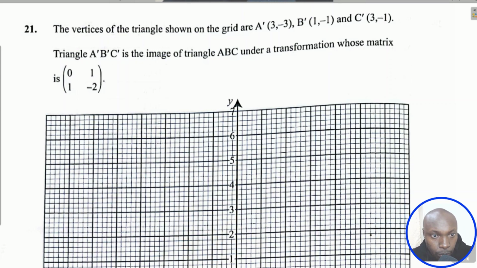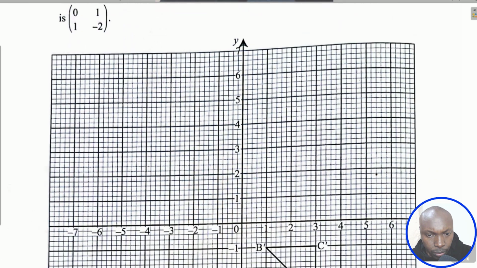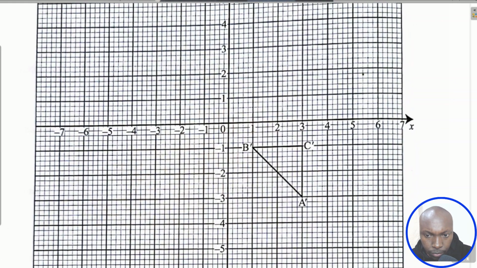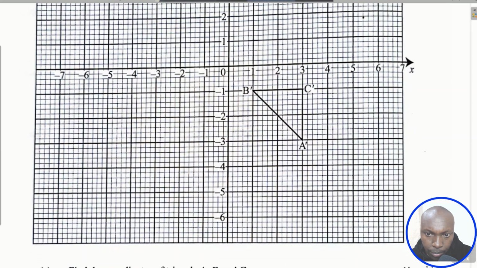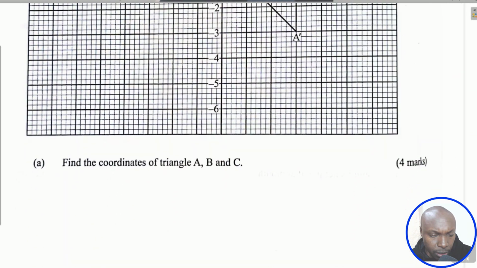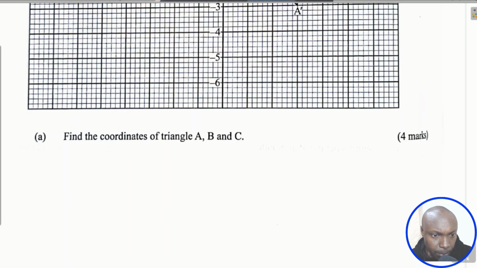Question number 21. The vertices of the triangle shown in the grid are A prime (3, -3), B prime (1, -1), and C prime (3, -1). Triangle A prime B prime C prime is the image of triangle ABC under the transformation whose matrix is (0 1; 1 -2). So there is the triangle A prime B prime C prime. It is there. So let's go to the first part of the question, part A.